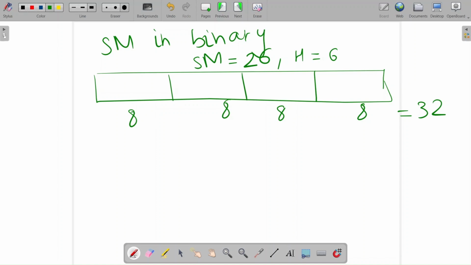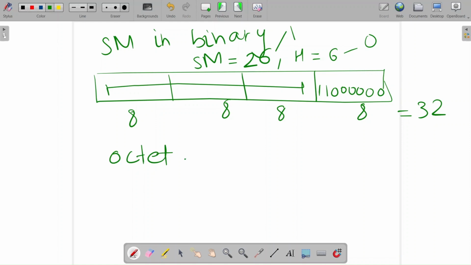Then you should know that the subnet mask will consist of ones, and the host part will consist of zeros, because that is what network and host bits are if you go through your theory. 8 plus 8 plus 8 is 24, and then 2 more, because subnet mask bits are all ones. So this will be 26 ones, and you will get 1, 2, 3, 4, 5, 6 zeros. Easy. This is your subnet mask in binary, 26 ones and 6 zeros. Done.